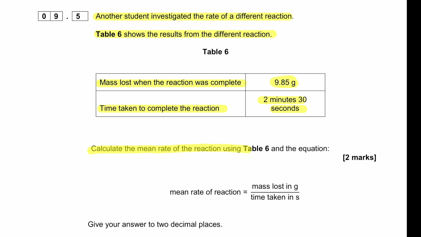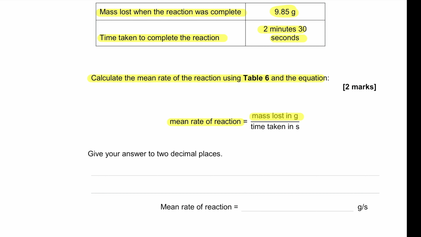Calculate the mean rate of the reaction using table 6 and the equation. Mean rate of reaction is mass lost in grams divided by time taken. 1 minute is equal to 60 seconds, so 2 minutes is equal to 2 times 60 plus 30, which is 150 seconds. 9.85 divided by 150 gives us 0.065.